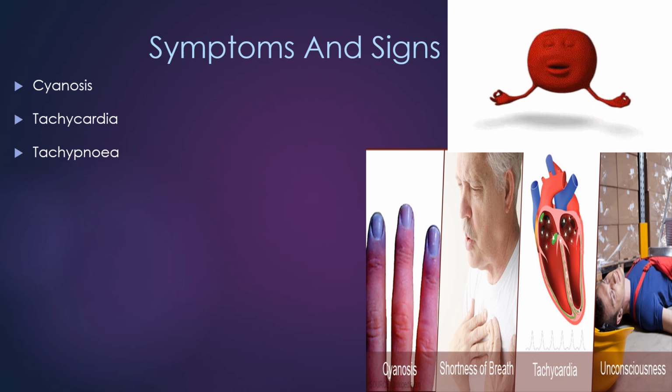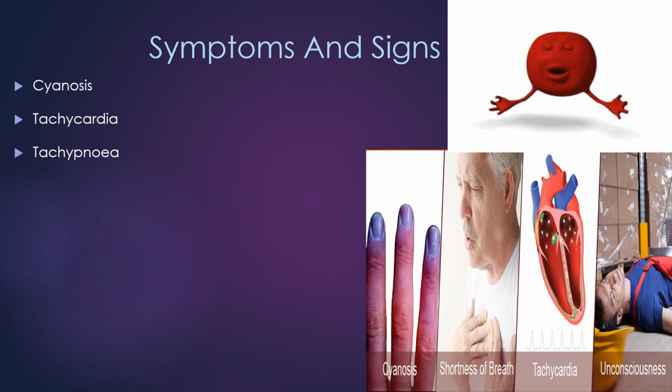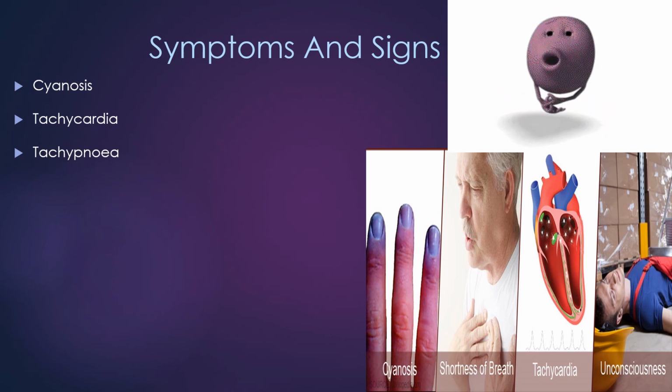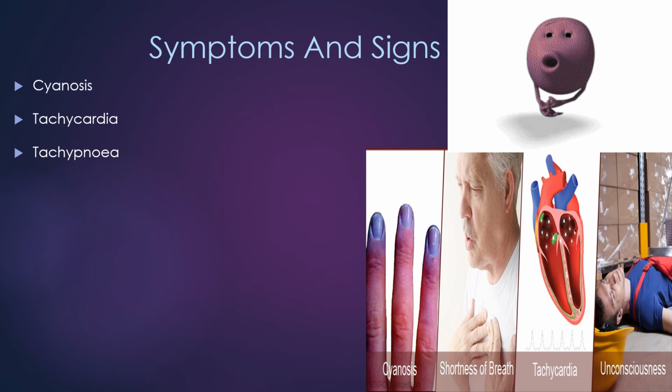Tachypnea, an increase in the respiratory rate, and also deep breathing, hyperpnea. This is also stimulated by the chemoreceptors. This tachypnea and tachycardia is present in hypoxic hypoxia, where the arterial oxygen pressure is lower. But these two are absent in anemic hypoxia and also stagnant hypoxia, where the arterial oxygen pressure is normal. So these signs depend on the types of hypoxia.